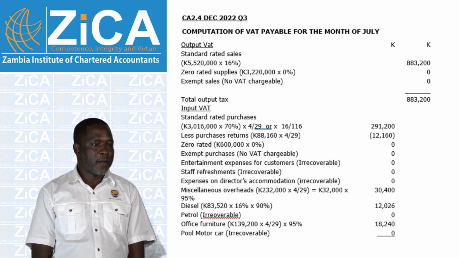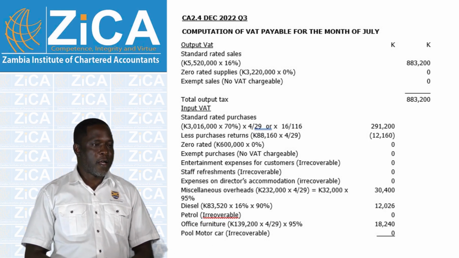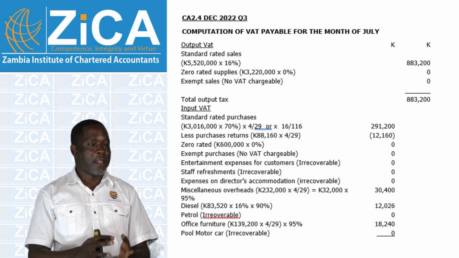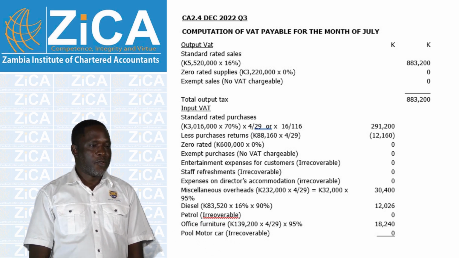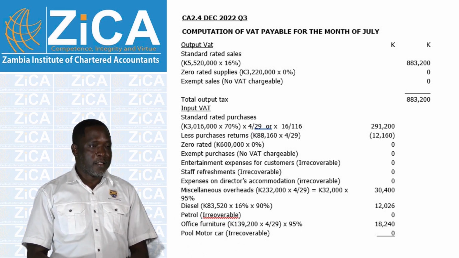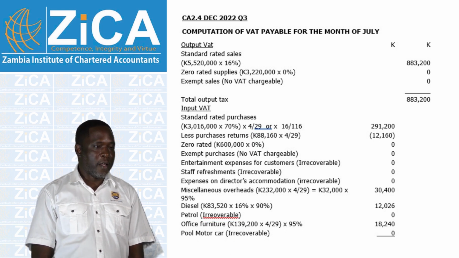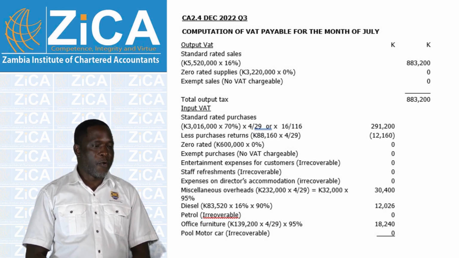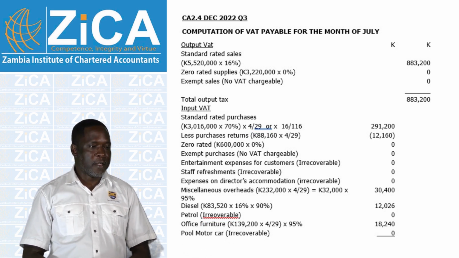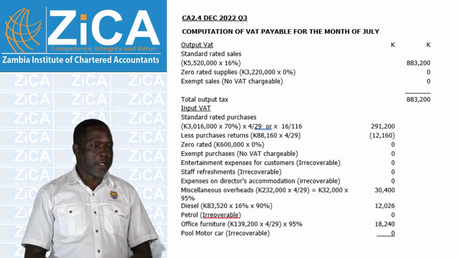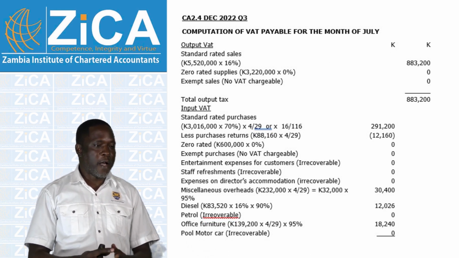So we want to demonstrate how you deal with the recoverable non-attributable input VAT, and in this case we are using the miscellaneous overheads. So the formula which we use to calculate the recoverable non-attributable input VAT says you get the total taxable supplies, you divide by the total supplies, then you multiply by 100%. So when you look at the question, we were told that the standard rated supplies for the month were 5,520,000. Then the zero rated supplies were 3,220,000. So we have added the two.